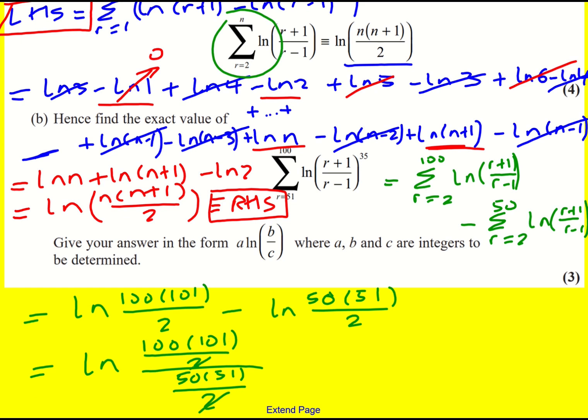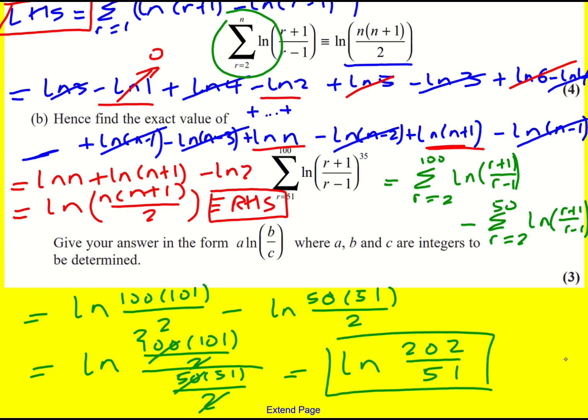These are going to cancel. You could keep change flip if you prefer. And then the 50 and 100 are going to partially cancel, which leaves us ln of 202 over 51. Brilliant.